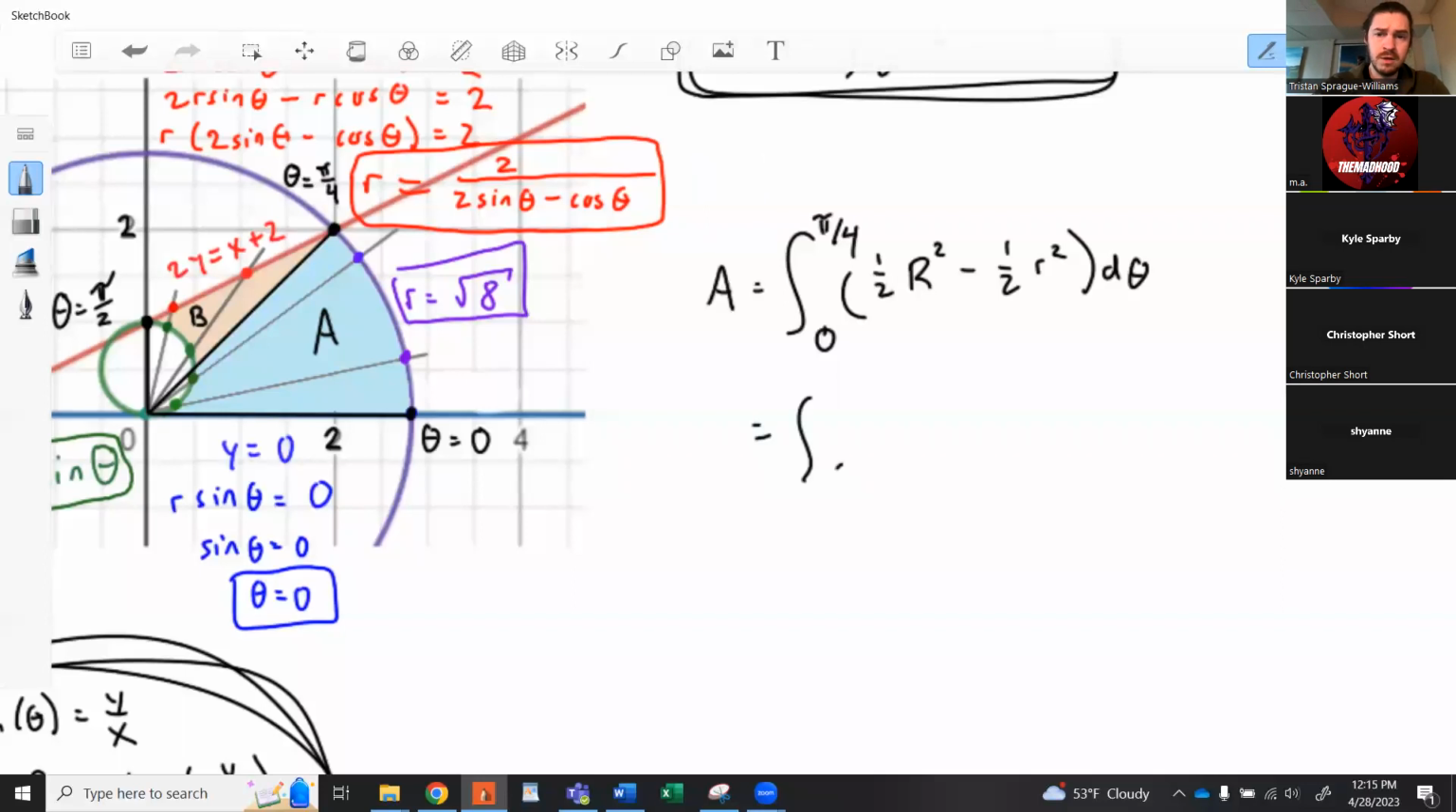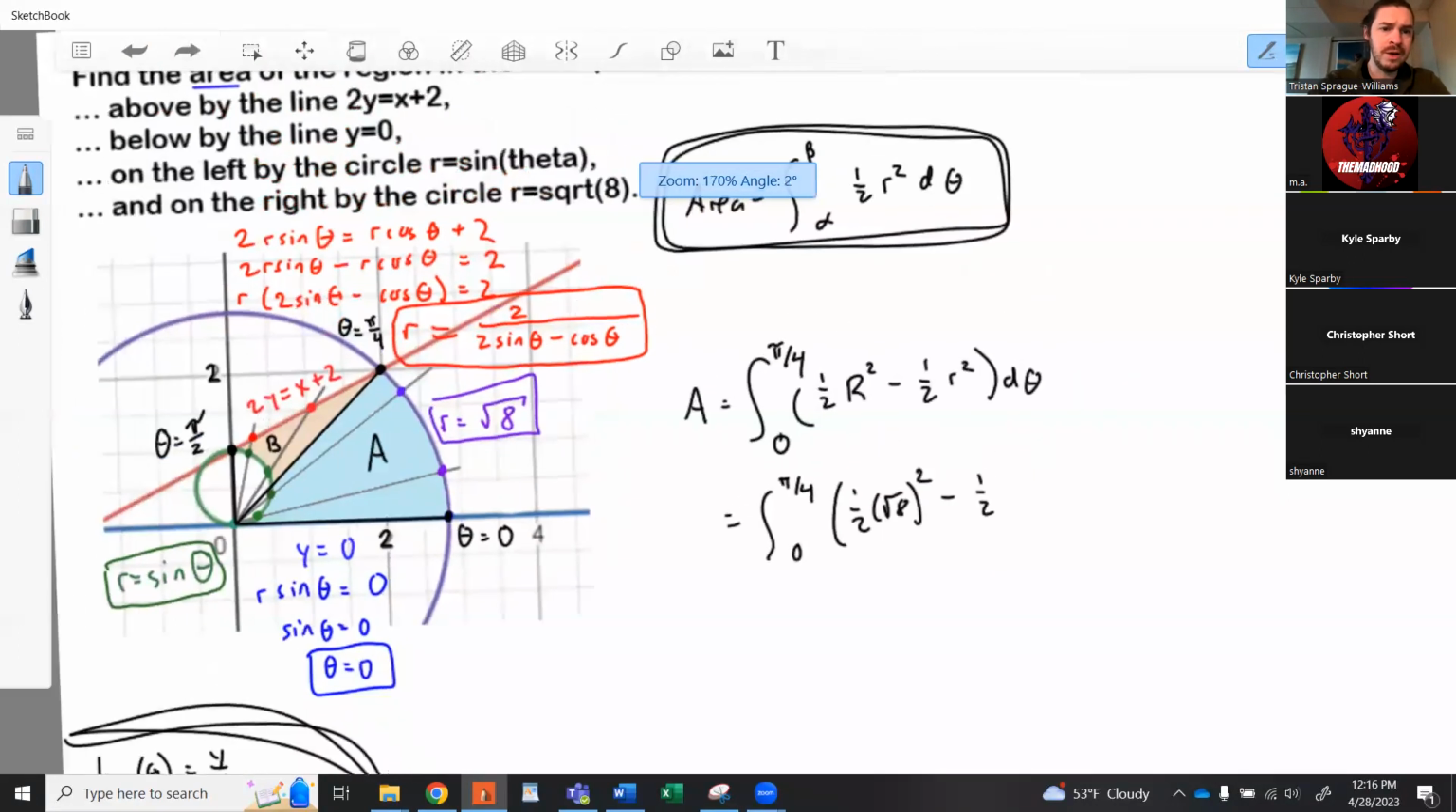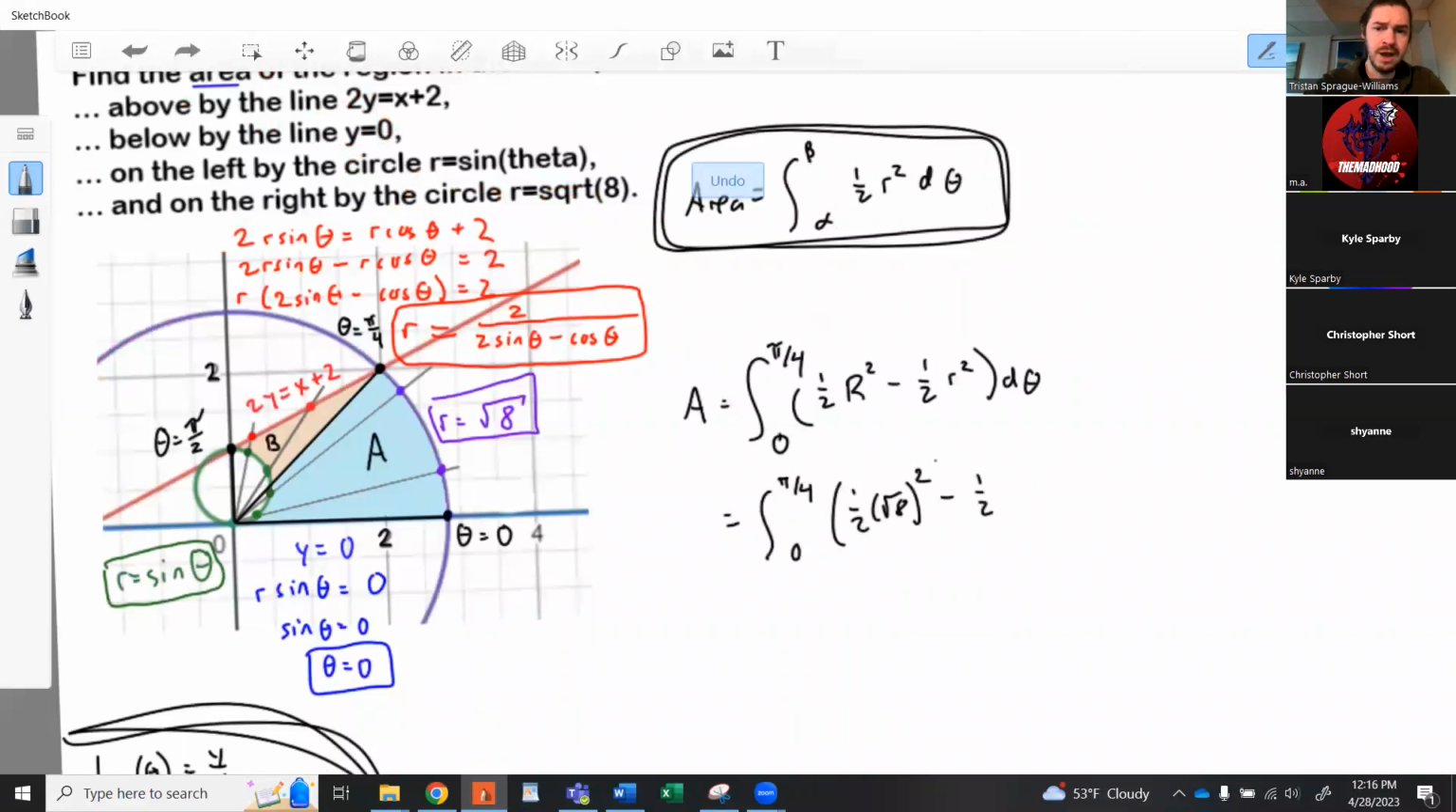So let's see, 0 to pi over 4. Outer radius is the square root of 8. So this is going to be 1/2 times the square root of 8 squared. That's just a constant radius. It's nice and simple. And then the second one over here, the function that describes this green curve down here is our r equals sine theta. So we're going to do sine squared theta, right, squaring that r.